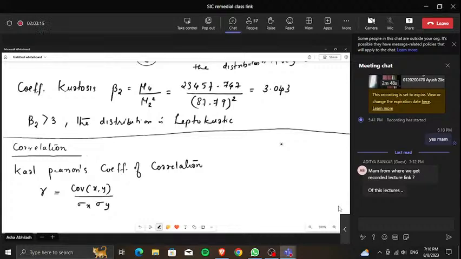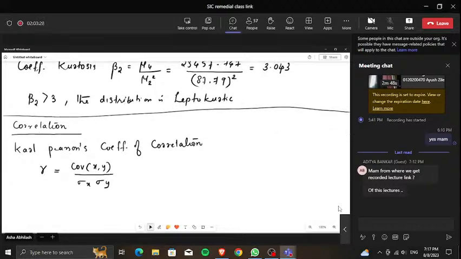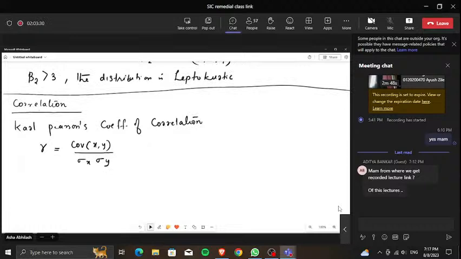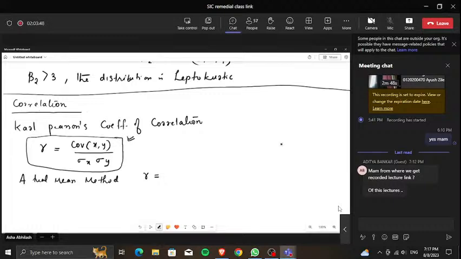So here also we can find it by using the actual mean method and the assumed mean method. If you are using the actual mean method, you just have to find the covariance value. You can compare and study these formulas. This is the general formula for finding r. You can remember this formula, and the remaining things you can easily write from that.